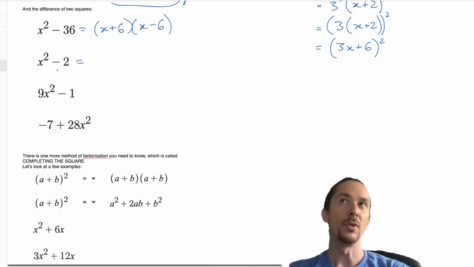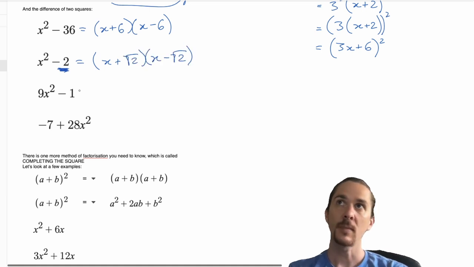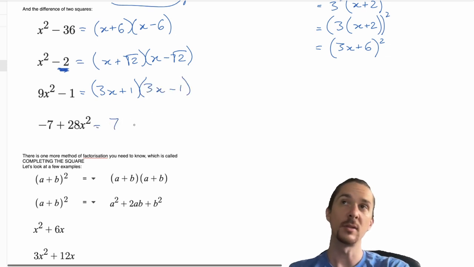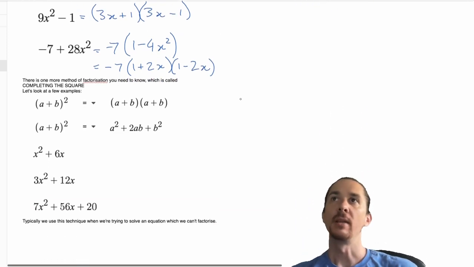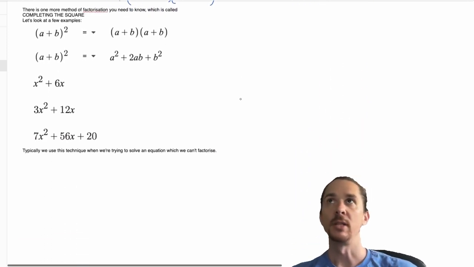This will become, now we normally wouldn't treat this as a difference of two squares, but I'm going to show you that we can. This becomes (x + square root of 2)(x - square root of 2). This will become (3x + 1)(3x - 1). And this one, we have to pull out the factor of 7 first. I'm going to make it a negative 7. So this becomes 1 minus 4x squared. And so that will be negative 7 times (1 + 2x)(1 - 2x). Awesome. Okay, there's one more type of factorization you have to know, which is called completing the square.